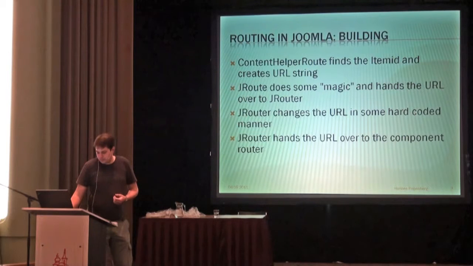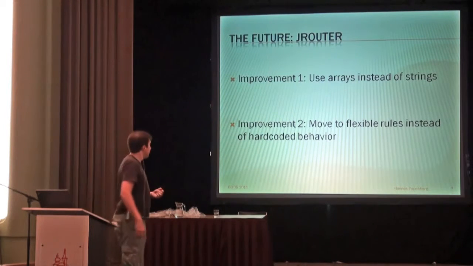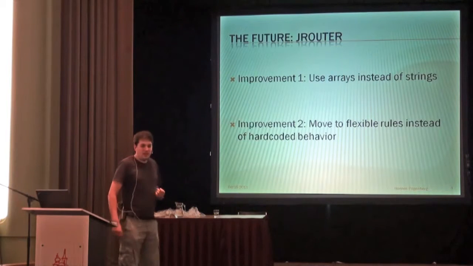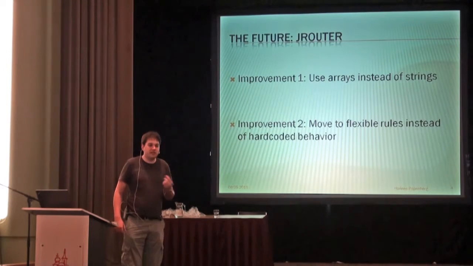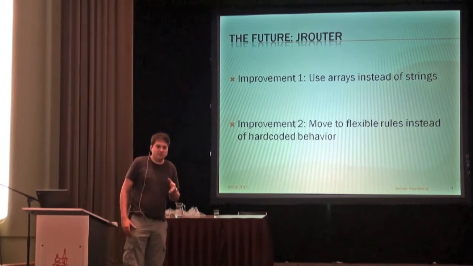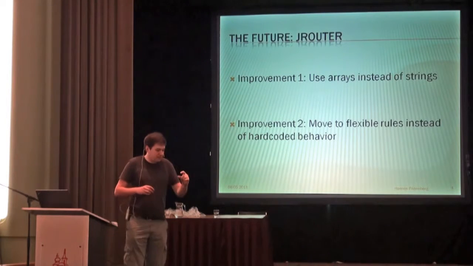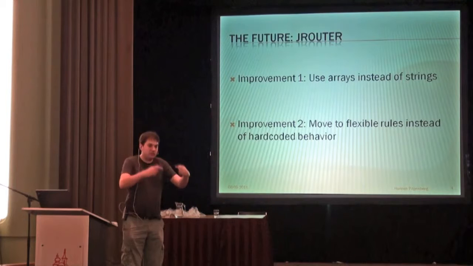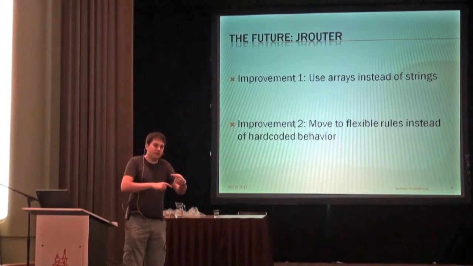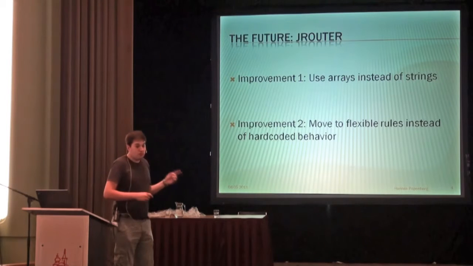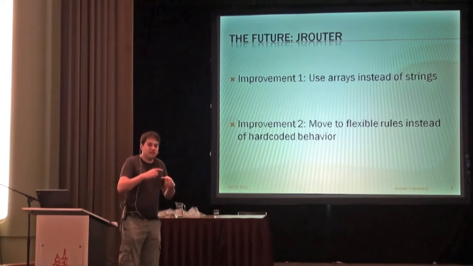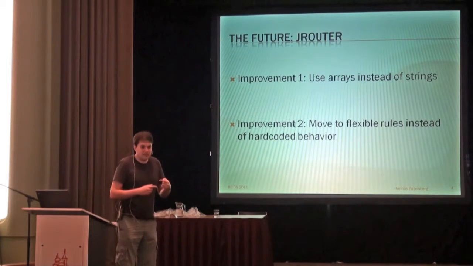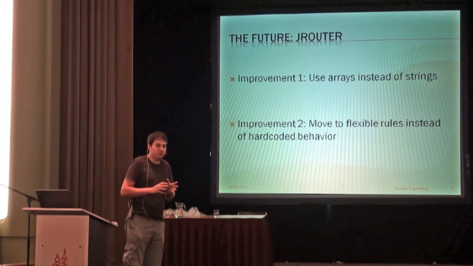So what have I done? First of all, why does JRoute take a URL string? That isn't really that flexible, because if you look at it, we're taking our ID variables, for example, concatenating them to a string, putting it into JRoute, and parsing it again into an array. And actually, what 1.5 and 1.6 both do is create a string from this again and parse that again.